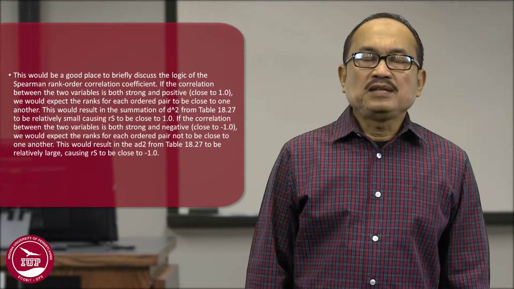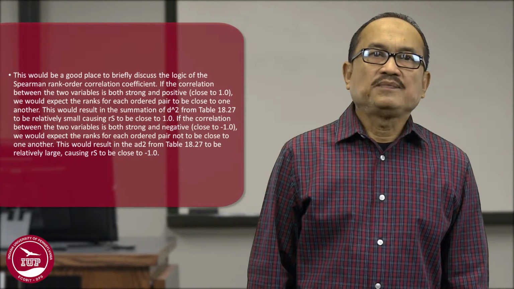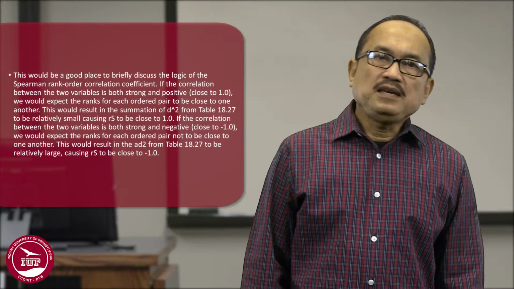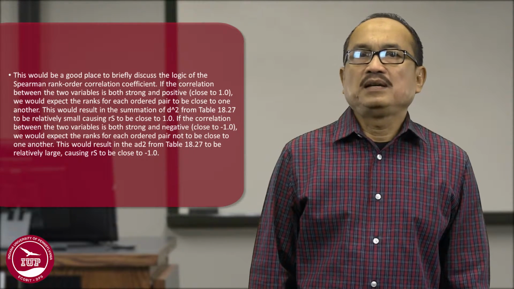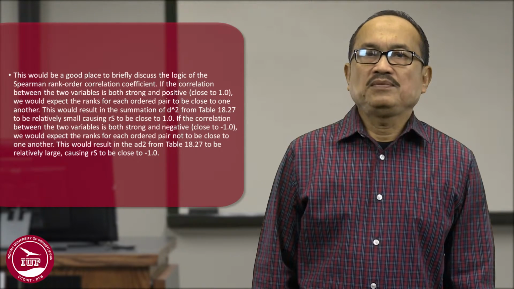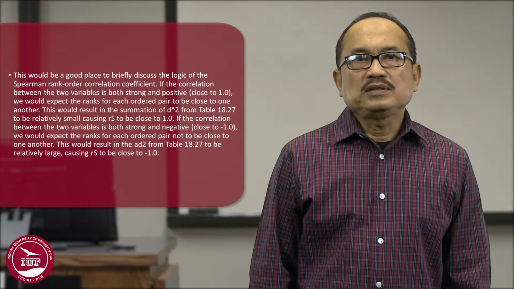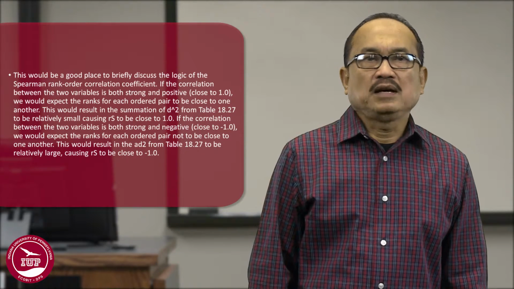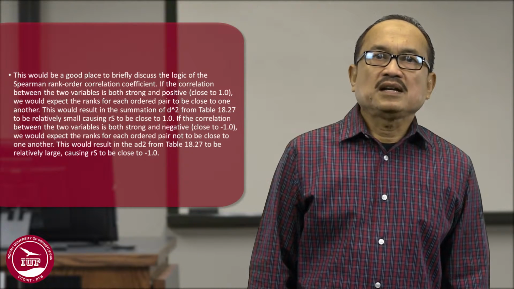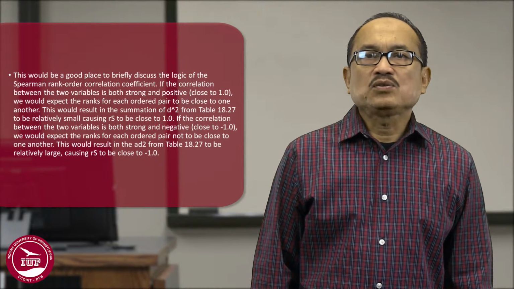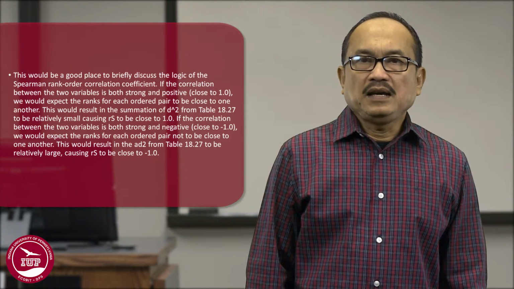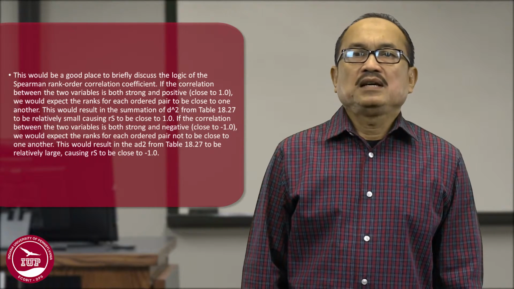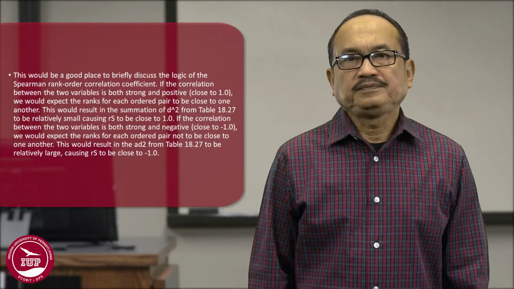This would be a good place to briefly discuss the logic of the Spearman rank order correlation coefficient. If the correlation between the two variables is both strong and positive, or close to 1, we would expect the rank for each ordered pair to be close to one another. This would result in the summation of d squared from table 18.27 to be relatively small, causing rs to be close to 1.